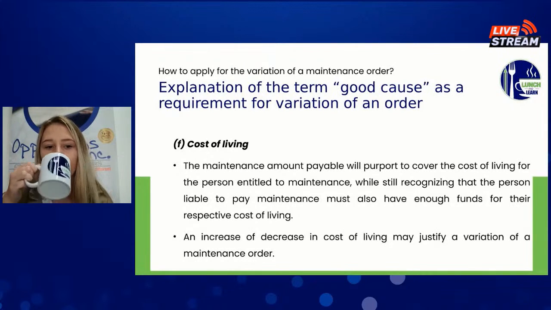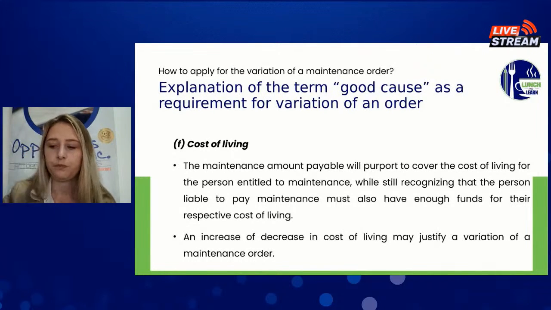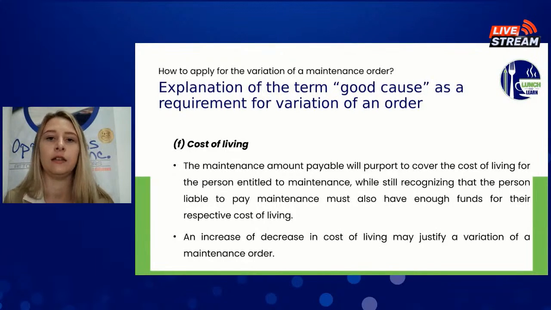So what does this mean? It just means that the person, the applicant that applied to court for the original maintenance order, applied for the amount of maintenance to allow their cost of living with the reasonable needs of the child. So they need that amount to reasonably also live, if that makes sense.